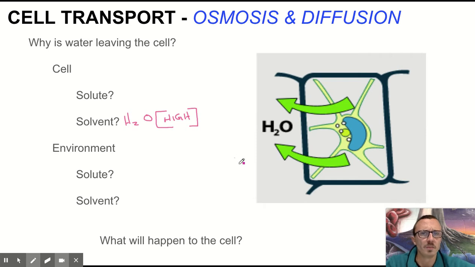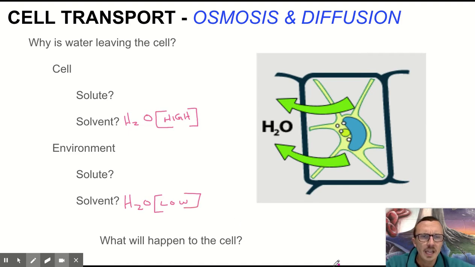And so what can I assume about the concentration of water in the environment? Well, I know that water is the universal solvent, right? So our solvent down here, again, is going to be water. And I can assume, because water is moving from high to low concentration, and it's doing so passively, that the water concentration on the outside was probably pretty low, okay?